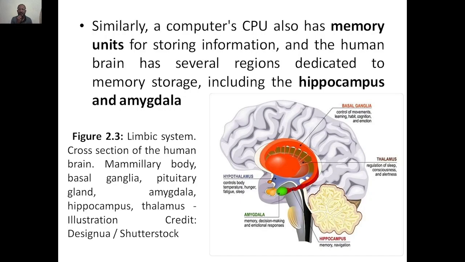This is the limbic system, that means a cross section of the human brain, showing the basal ganglia, pituitary gland, amygdala, hippocampus, thalamus. Okay, illustration. So the credit goes to Desmia and Shutterstock. I have taken this particular image from them. So all these things come under this particular topic.